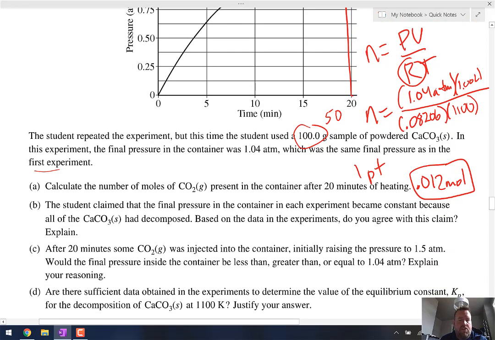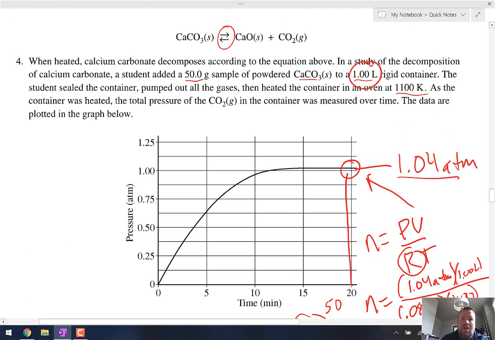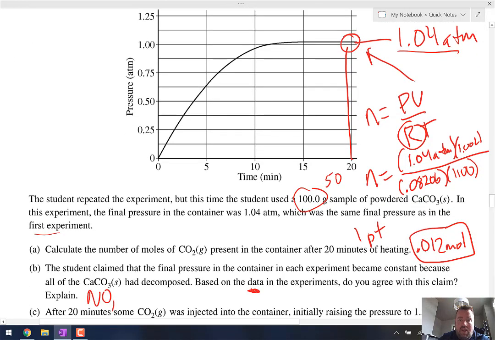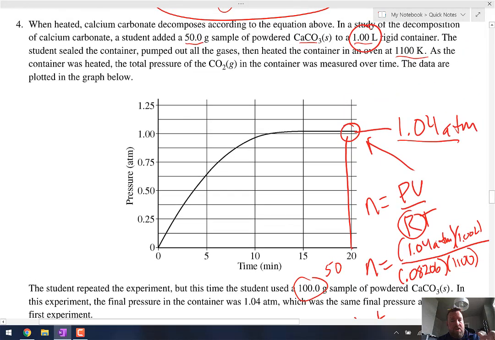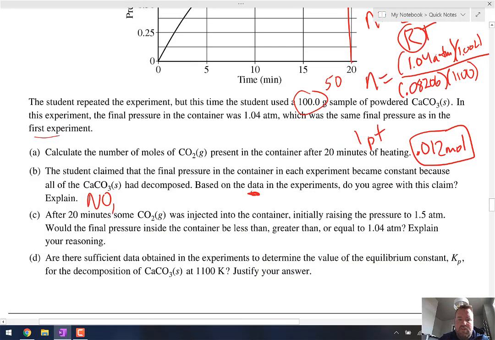Okay, part B says a student claimed that the final pressure in the container in each experiment became constant because all the calcium carbonate had decomposed. Based on the data, not based on anything else, you have to base it on the data in this experiment. Do you agree with this claim? No, I do not agree with this claim. You can't say because it's an equilibrium reaction. That's not data. That's a good way to answer that question, but unfortunately that's not based on data. The data is we started with 50 grams and then we started with 100 grams, and in both cases we got to 1.04 atmospheres.